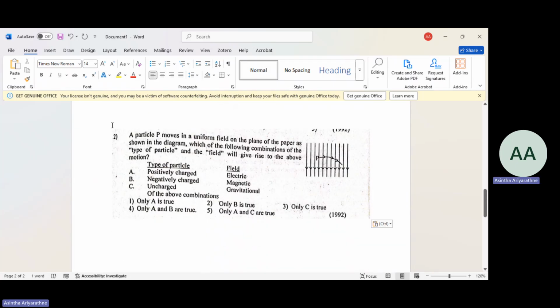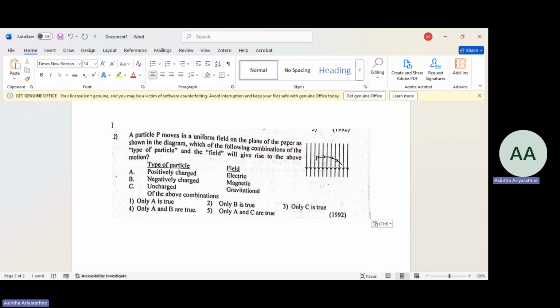Right, so this question is, say a particle P moves in a uniform field on the plane of the paper as shown in the diagram. Which of the following combinations of the type of particle and the field will give rise to the above motion? Right, so you can see here the particle is shifting downward.